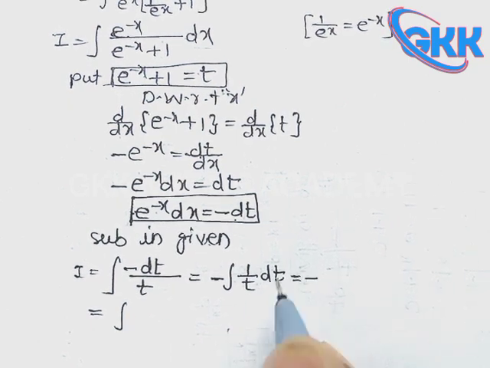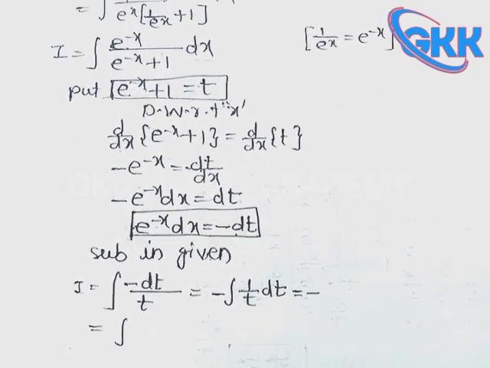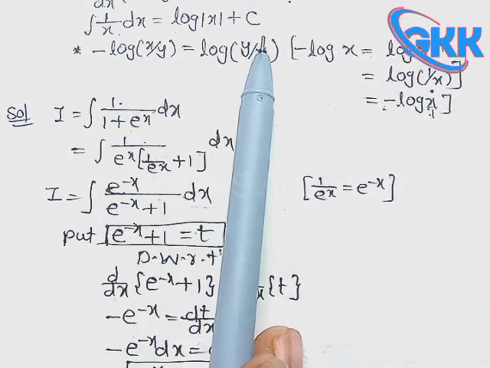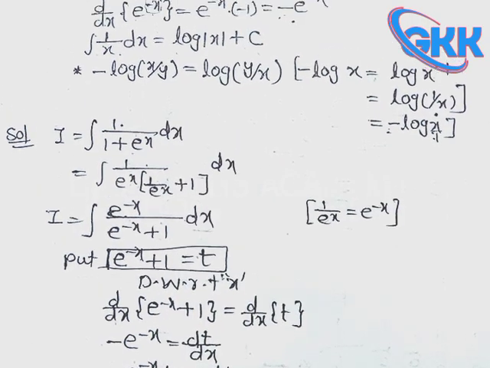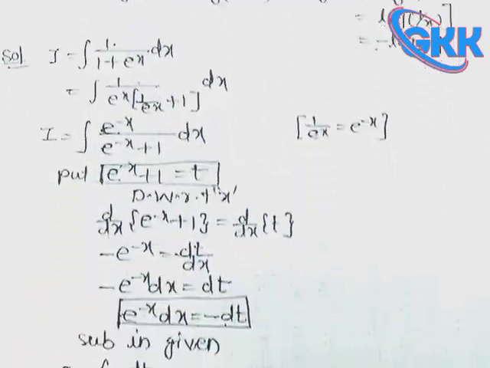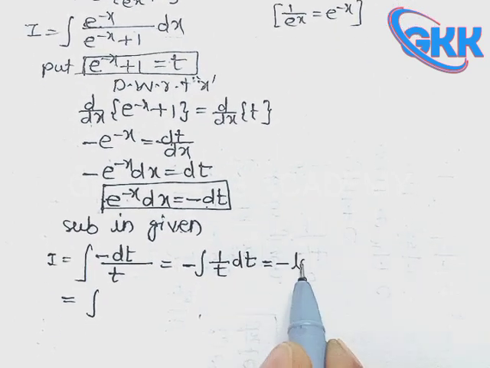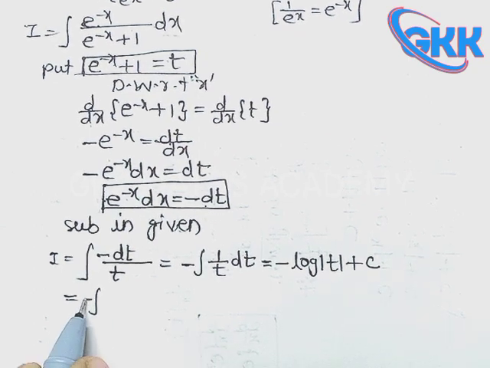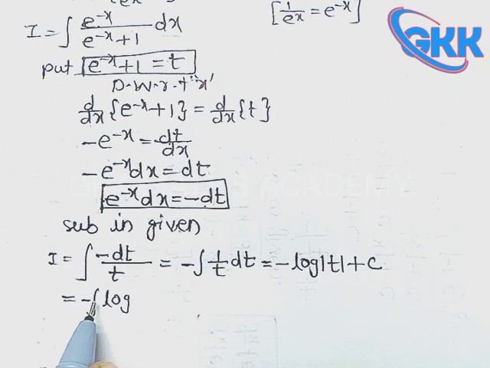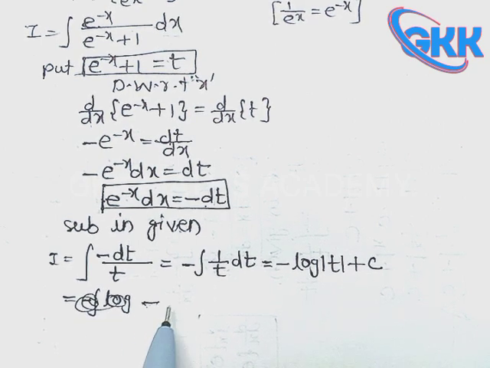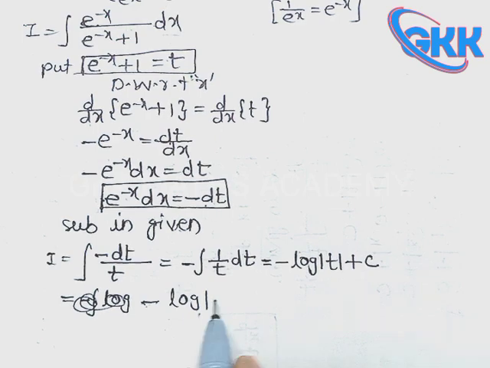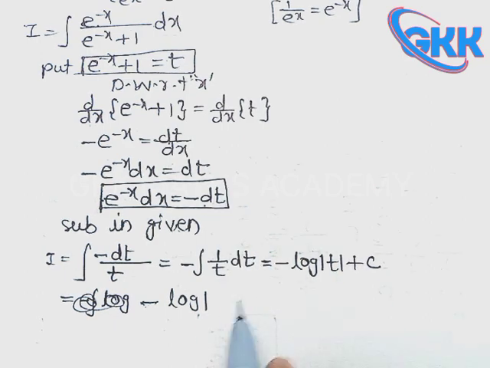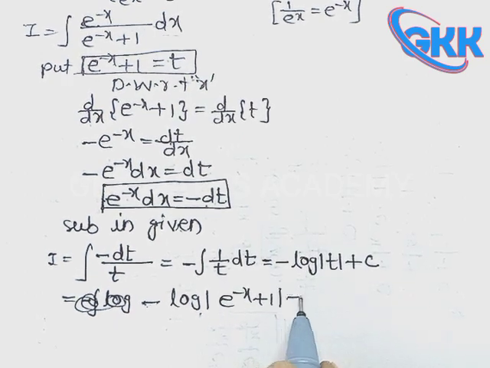Otherwise here, first we are writing the formula. Integral of 1 by x dx formula. 1 by x dx is log mod x plus c. So here we are using minus log mod t plus c. In place of x, t is there. So integral, minus outside, log mod t value. The t value is e power minus x plus 1, e power minus x plus 1 plus c.